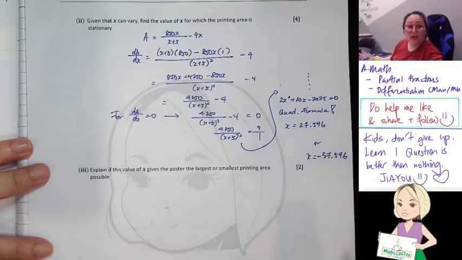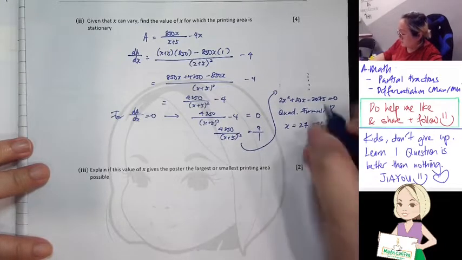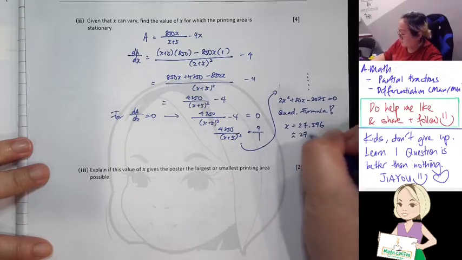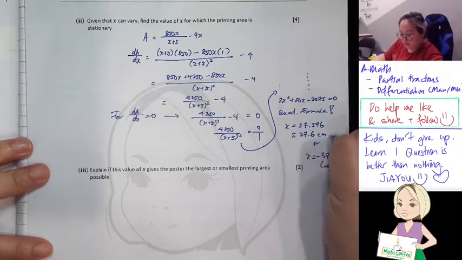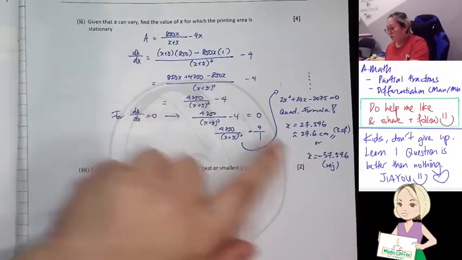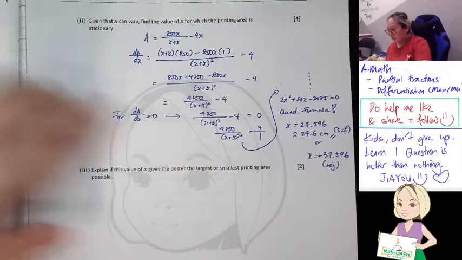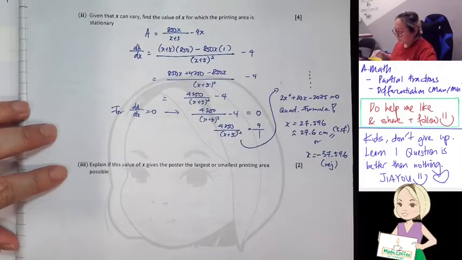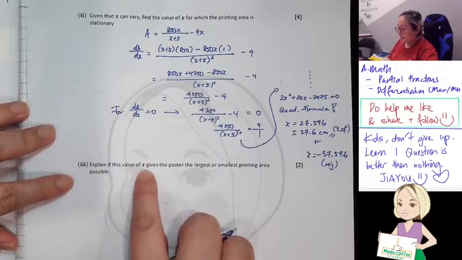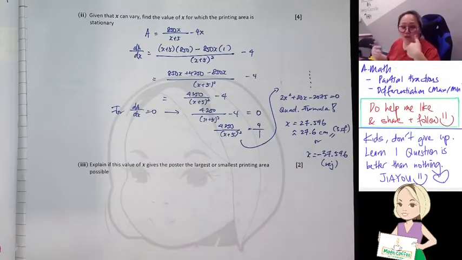And we know that x is talking about the length. So we will reject the negative and we will accept this, rounded off to 3SF. That's why it's 27.6 cm. They ask you to find the value of x for which A is stationary. So I found it, which is 27.6. Then the next thing is, explain if this value of x gives you the largest or smallest. They're just trying to change the vocab. They are just asking whether this is a maximum or minimum.